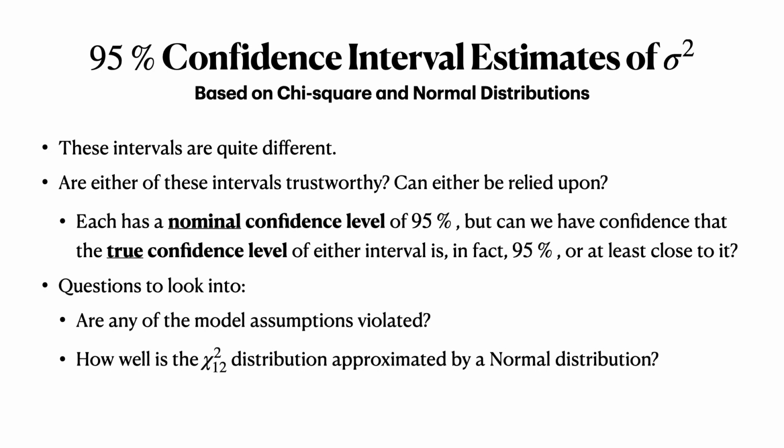And so with that in mind, we need to look at some questions. First, are any of the model assumptions violated? And second, how well is the chi-square distribution with 12 degrees of freedom approximated by a normal distribution? The reason we need to look at that second question is because the normal distribution is the distribution that we used to come up with that second confidence interval. The chi-square distribution with 12 degrees of freedom is the true sampling distribution of our point estimator, sigma hat squared, at least if the model assumptions are met.